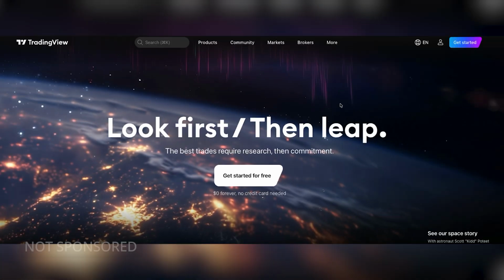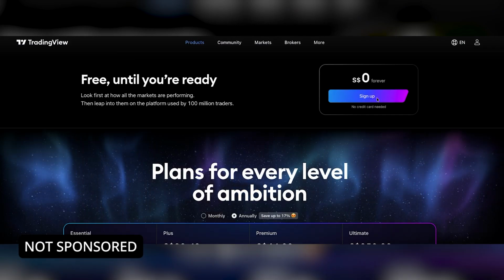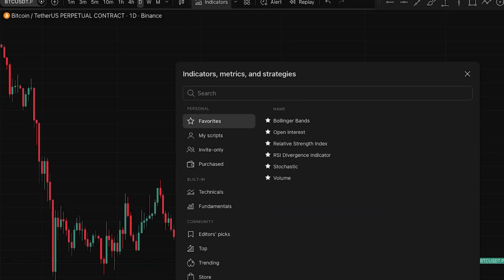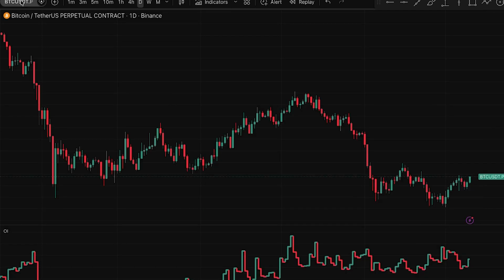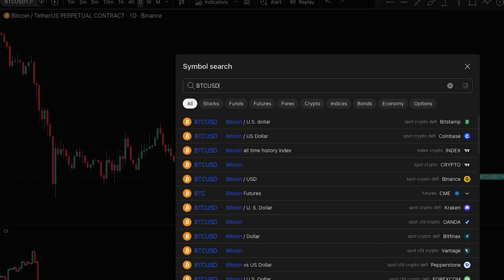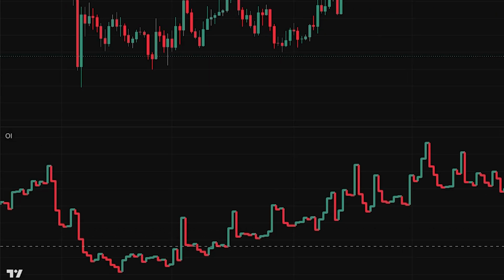For OI, I recommend using TradingView. First, you can use it for free. Click Indicators and search for Open Interest. Click here and search for Bitcoin. Right now, we're looking at the Bitcoin daily chart.